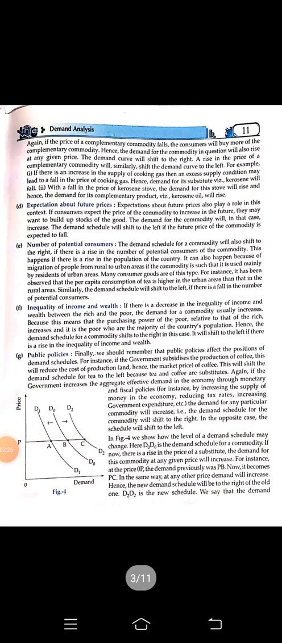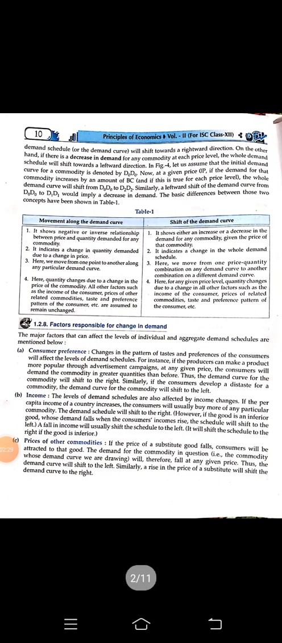Now what are the factors that are responsible for this kind of change? Consumer preference, income, price of other commodities, expectation about future prices, number of potential consumers, then public policies. All this has been discussed before. I have already told in my previous video. If you have any kind of difficulty, you can go back to that video and listen to it once again.